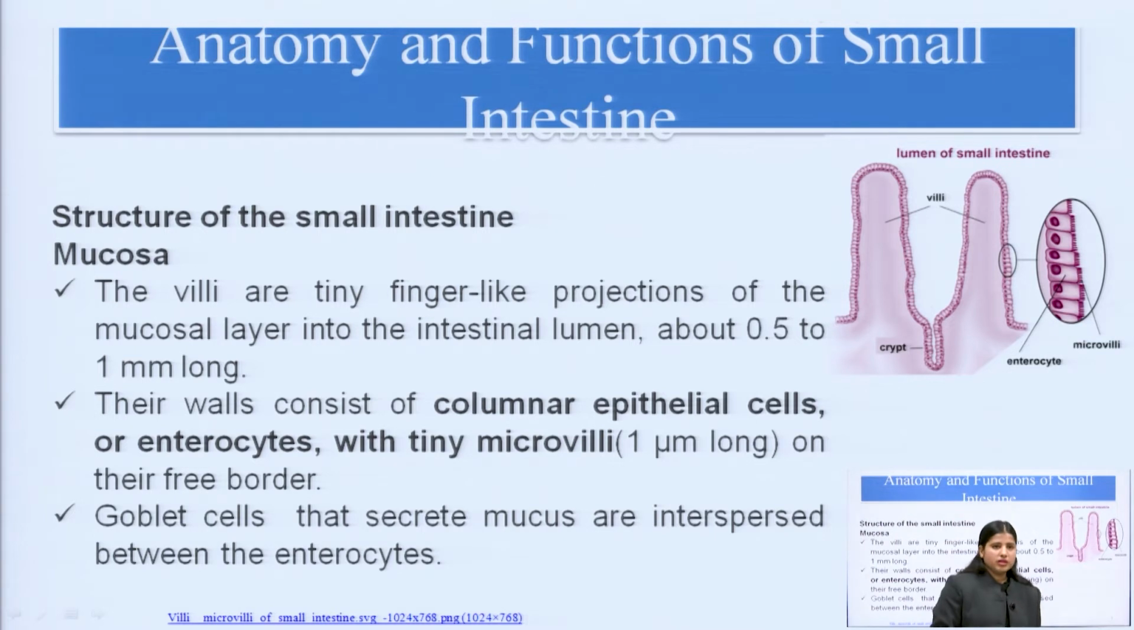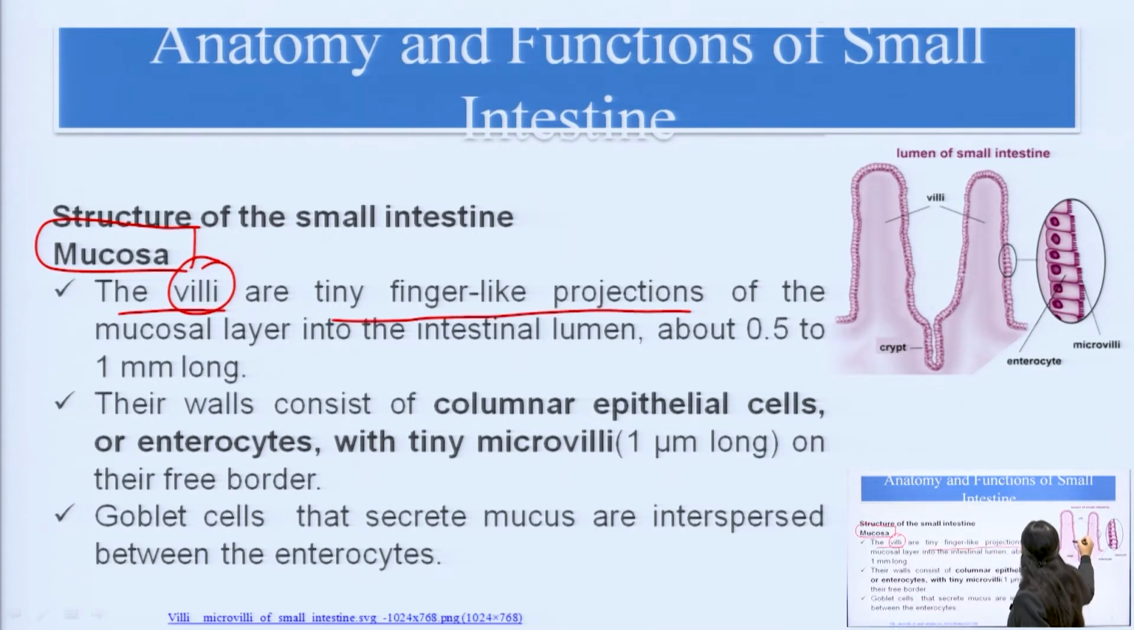Now coming to the mucosa. The mucosa is very important in the small intestine, because the structures responsible for absorption, the villi and microvilli, are present in the mucosa layer. In the innermost layer, the villi are tiny finger-like projections. Their shape increases the surface area for absorption. That is why 90% of absorption occurs in the small intestine.